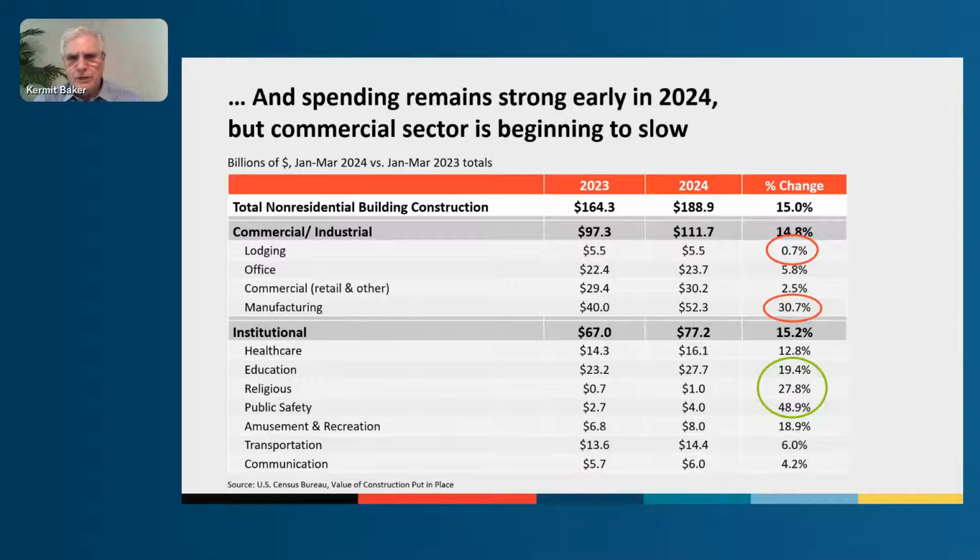So on the weaker side in commercial industrial, lodging, that was up 20% last year, now only up less than 1% through the first 3 months of this year. Manufacturing, still a very healthy number, but down to 30% growth from 70% growth in 2023. On the institutional side, education strong, went from 13% up to almost 20% now. Religious and public safety, also strong growth, but much smaller numbers. Education is the largest institutional sector, so certainly the growth in that sector means a lot in terms of spending throughout the construction industry. Next slide.